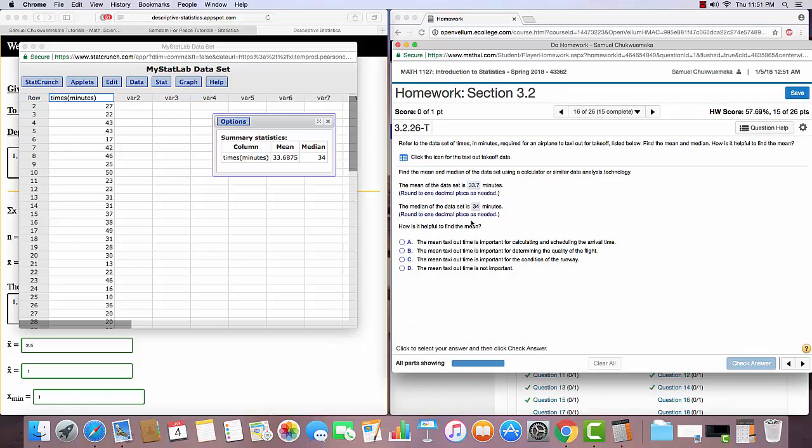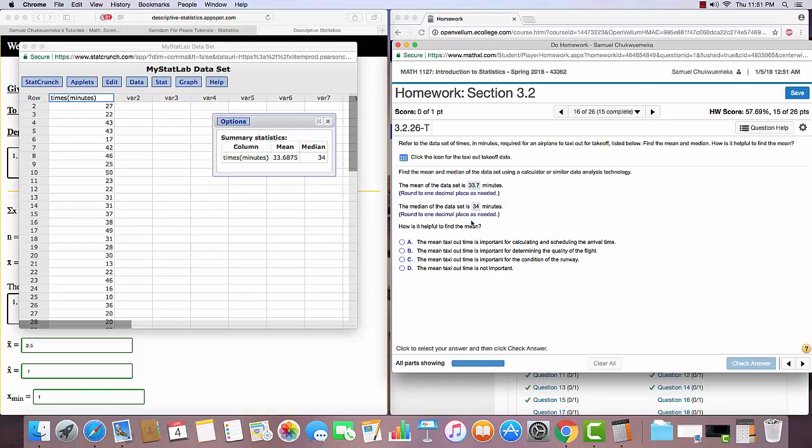How is it helpful to find the mean? Option A, the mean taxi out time is important for calculating and scheduling the arrival time. B, the mean taxi out time is important for determining the quality of the flight. No, the mean does not determine the quality of the flight. These are times. This is a continuous variable. It is a quantitative variable, not qualitative. No. So B is eliminated.